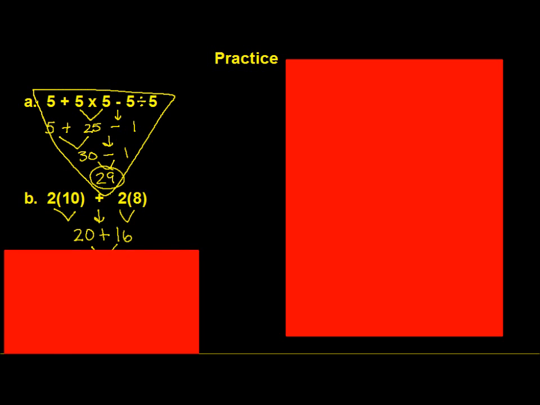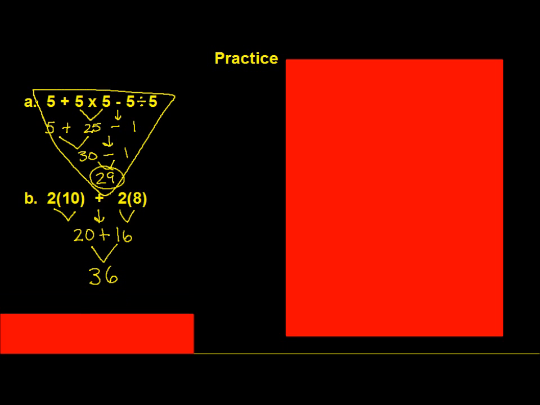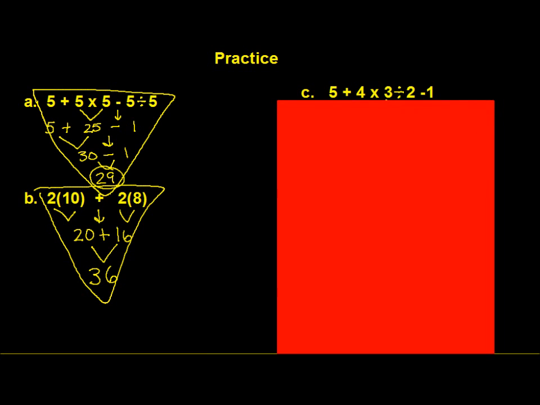The first thing we did here was 2 times 10 is 20. 2 times 8 is 16. We branch that down again, and we end up with 36 as our final answer here. Okay? On the right-hand side here, letter C, please excuse my dear Aunt Sally.